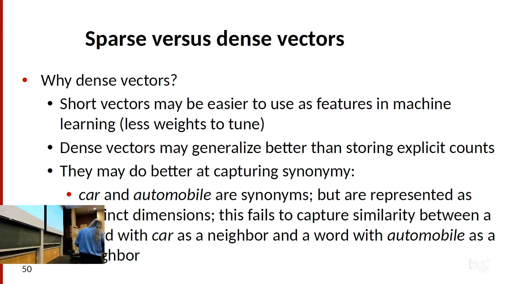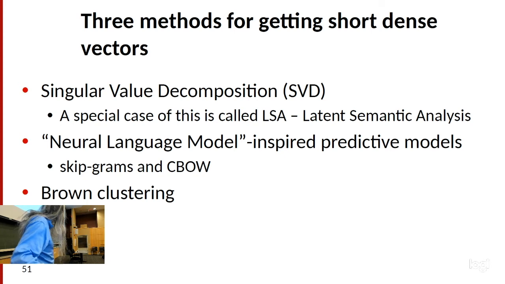Dense vectors may generalize better, and they might be slightly better at getting synonyms. It turns out that they are, but that was discovered post hoc, not actually something we set out to do.